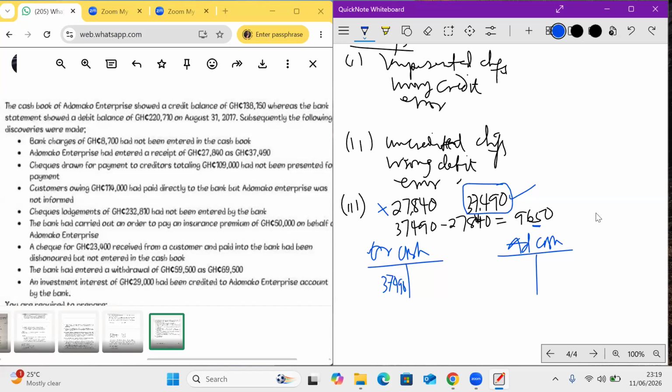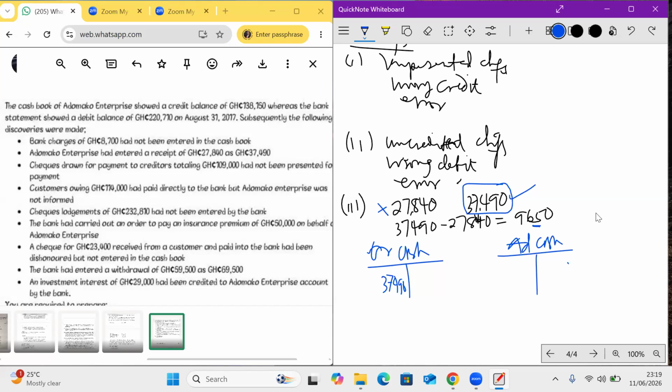If you want to subtract the 9,650, do we take the figure to the debit side of the adjusted cash book or to the credit side? Credit. Don't forget what I said about Alice. If it's going to the same side, it's going to add. If it goes to the other side, it's going to subtract. That's what you are doing here. Are you getting it?